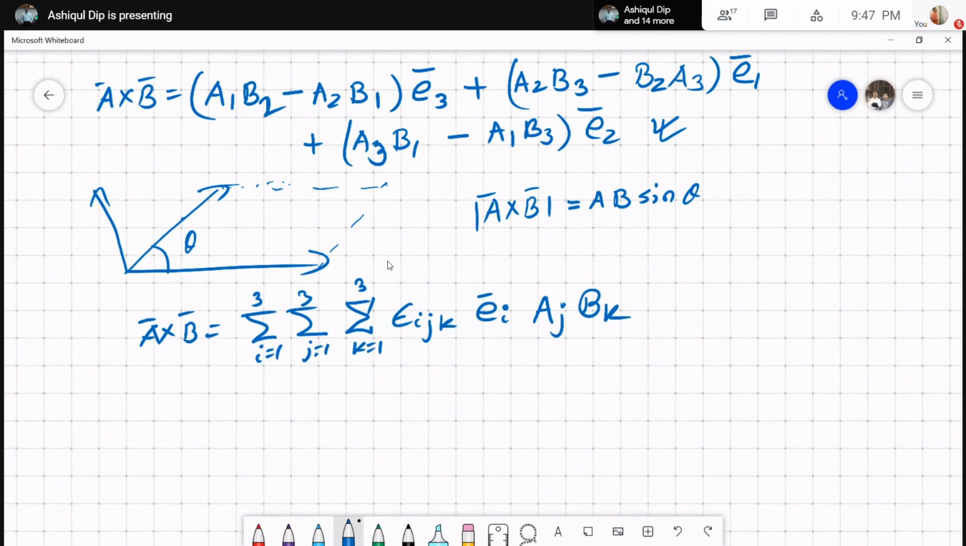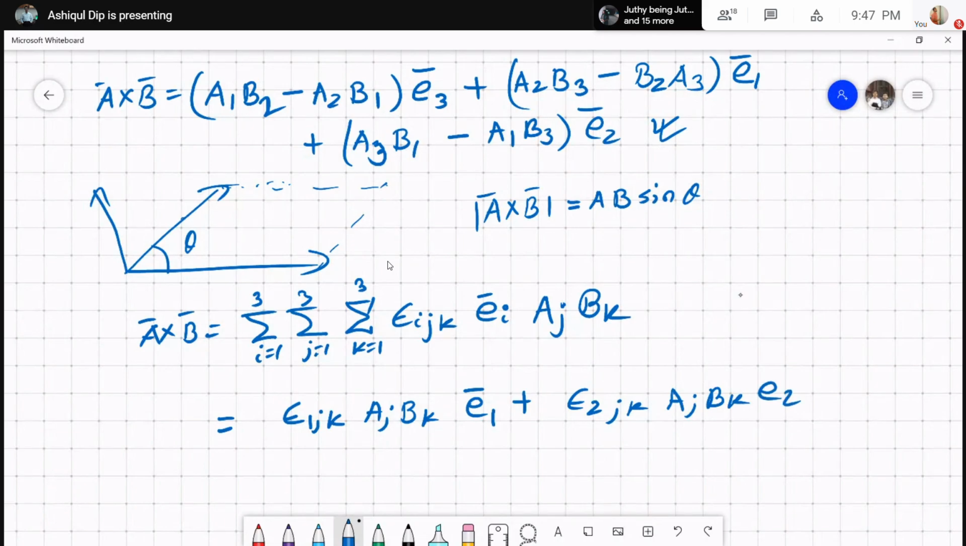Is that okay? This is what I wrote earlier, right? So expand the sum over i. If you expand that, that gives you epsilon 1jk ajbk e1 plus epsilon 2jk ajbk e2 plus epsilon 3jk ajbk e3, right?